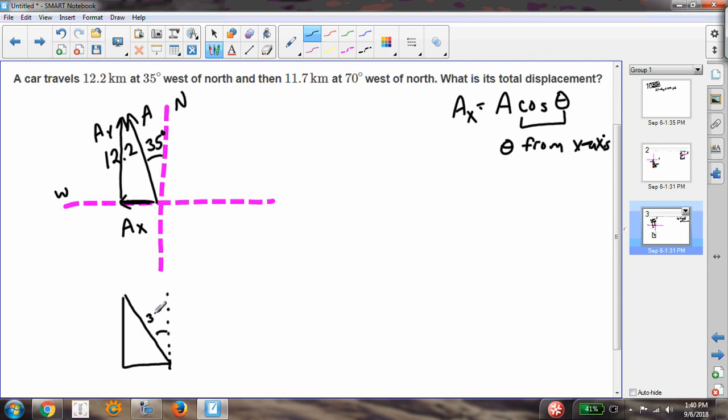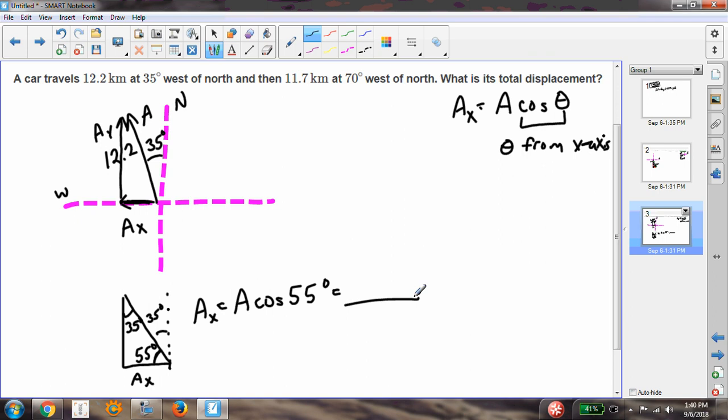This angle is 35 degrees. That means that this angle is going to be, what's that, 55 degrees. So you can do two things. This angle, by the way, is 35 degrees. You can do two things, and either one will give you the same answer. You could say that AX is equal to A cosine of 55 degrees. And then that'll give you the X component. And that's fine. So whenever you have an angle that's measured off the y-axis, just do 90 minus that angle to find the angle as measured off the x-axis.